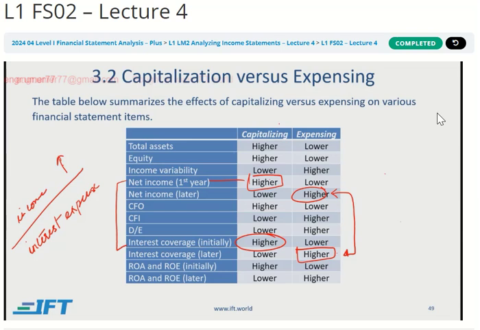Similarly with return on assets and return on equity, since your net income is higher in the first year with capitalization, your return on assets and return on equity will be higher as well. And with expensing, since the income is higher in the later years, your return on assets and return on equity will be higher for later years for the expensing option.